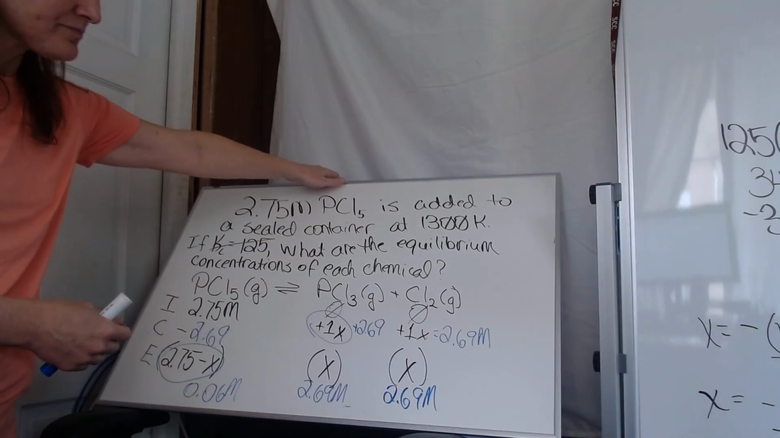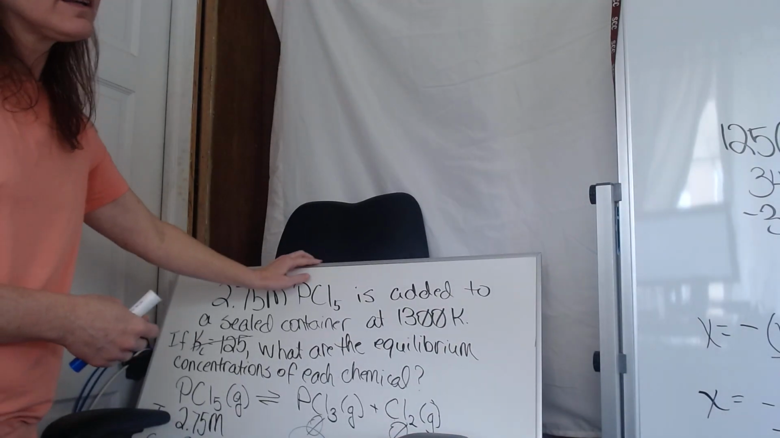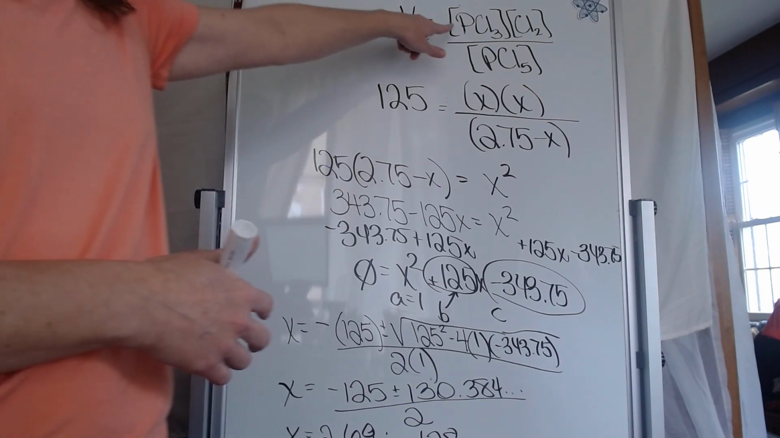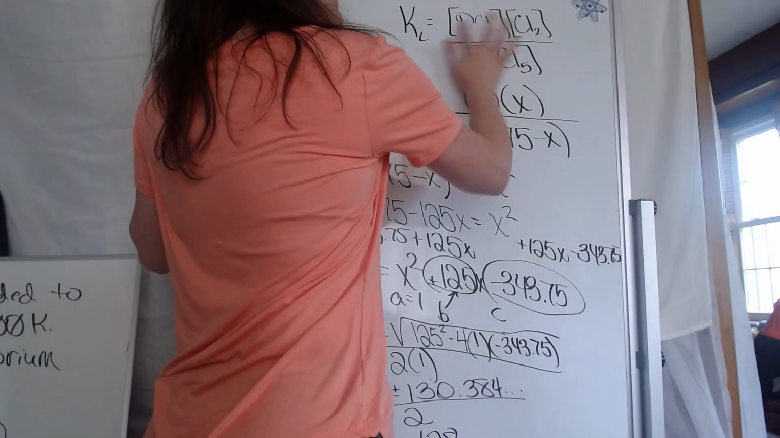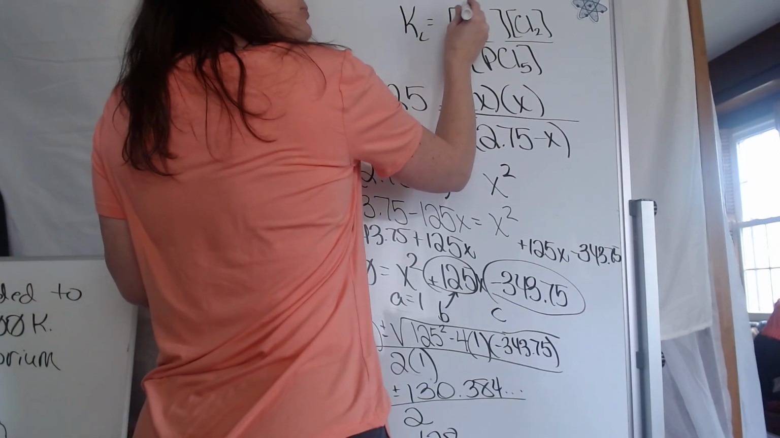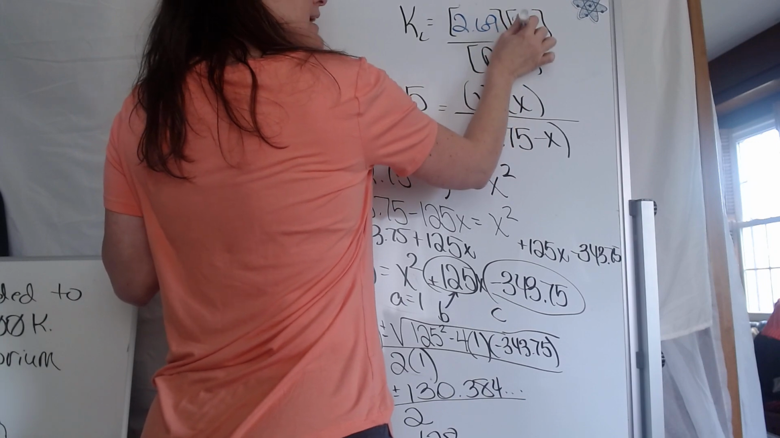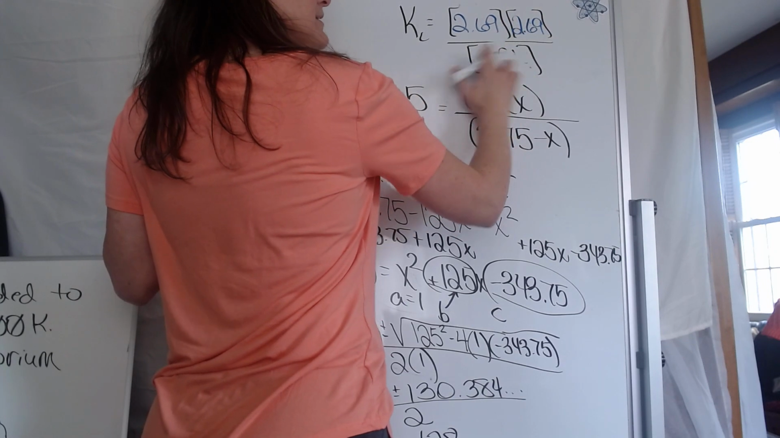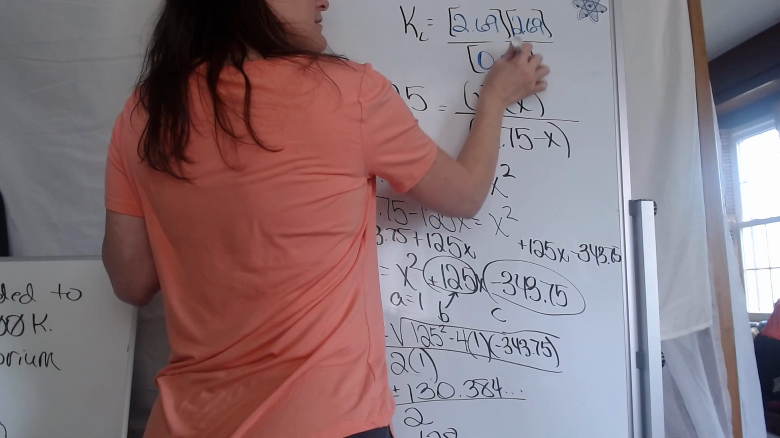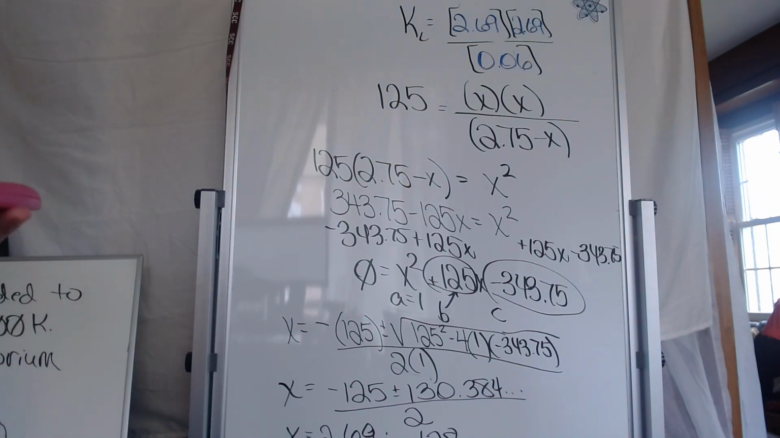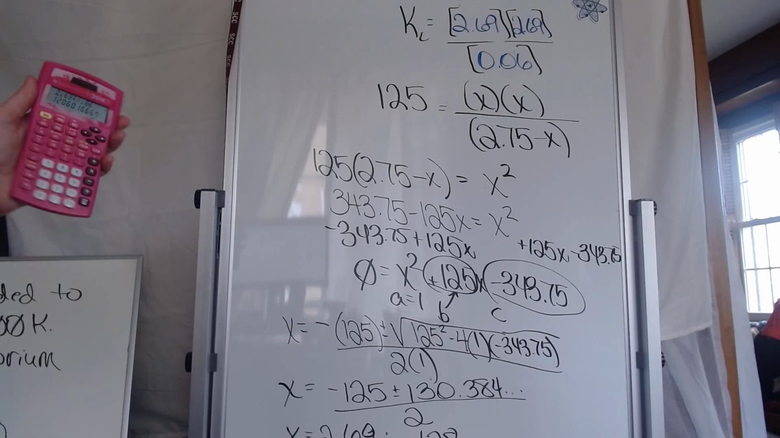And so if I plug in the values over here in my equilibrium constant expression, this one is 2.69, and this one is 2.69, and this one is 0.06. If I calculate, I should get close to 125. I got 121 when I round it.